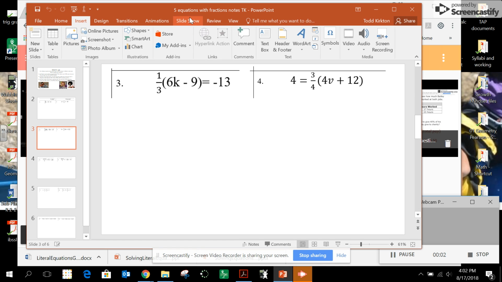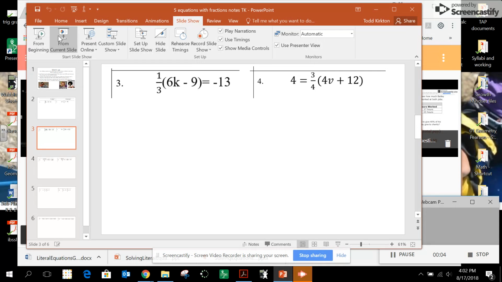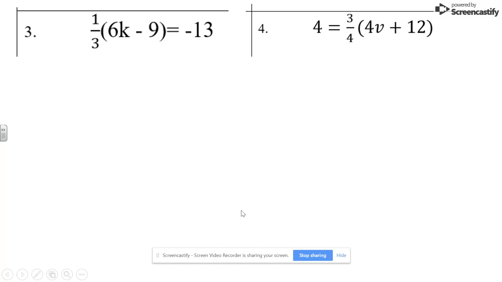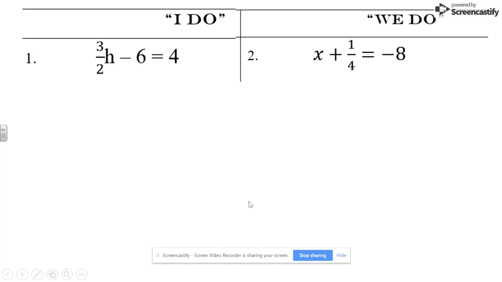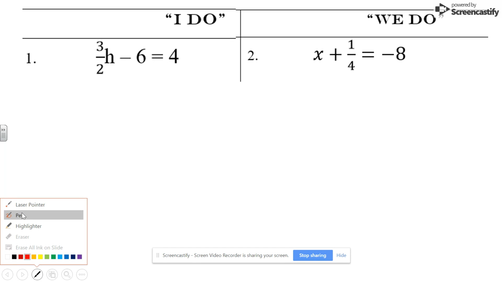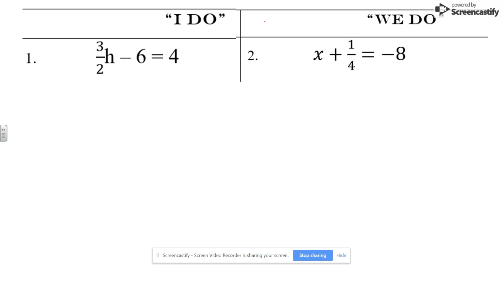So this is notes over solving with fractions, and I'm going to try a different format to get a little better sound. I will be using a mouse, so the writing may look a little bit sloppy, but that shouldn't be that big of a deal. So to solve these equations, I'm going to do the I do portion. This is from the notes that we do in class, and then I'll talk about the we do if I have time, but right now I'm just going to do the I do problems.